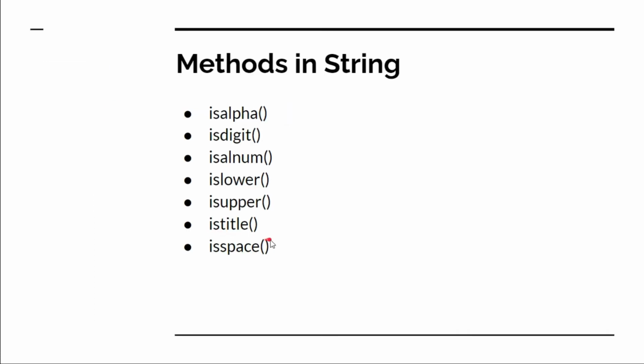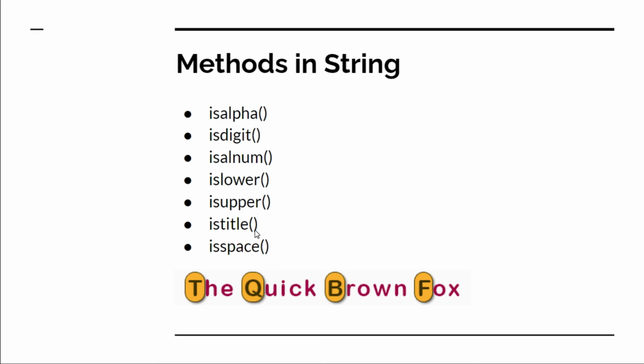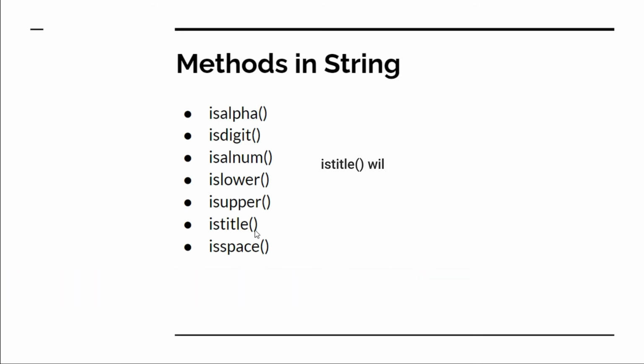Now next method is istitle. We have seen title method in the last lecture, so there I told you what title case means. Okay, in case you didn't remember what title case means, let me tell you. Title case is a case where the first character of each word in the string is uppercase. Okay, istitle will return us true if the string is title cased.